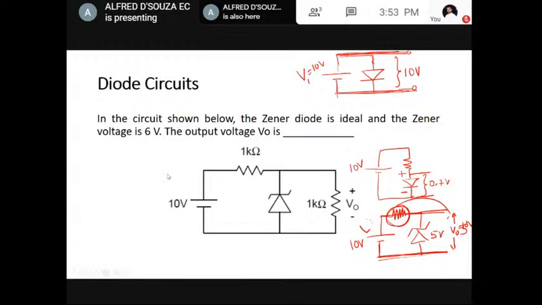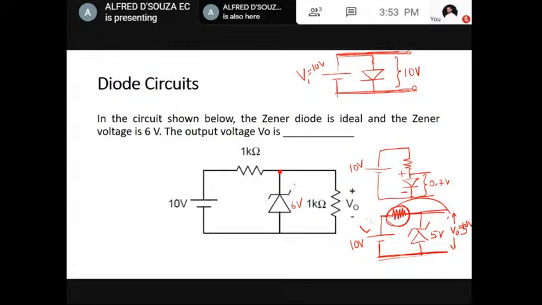So we have a circuit here. The Zener breakdown voltage is 6. So what is the output voltage? The Zener diode is ideal, and the voltage applied is 10 volt. Don't come to the conclusion that, okay, there is a resistor here, so the voltage across this Zener diode should be 6 volt, so V0 is 6. It is wrong. The Zener diode will maintain 6 volt only if the voltage at this terminal is greater than 6 without the Zener diode.